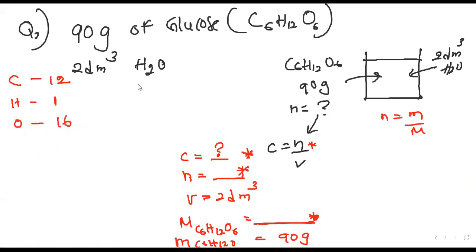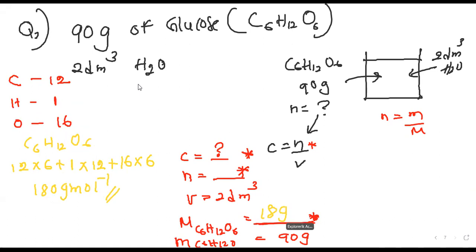In this case, the molecule is C6H12O6. So relative atomic mass of carbon is 12. How many such carbon atoms are there in the molecule? 6. Relative atomic mass of hydrogen is 1. How many such hydrogen atoms are there in the glucose molecule? 12. Relative atomic mass of oxygen is 16. How many such oxygen atoms are there? 6. So altogether, it will come to 180 g mol^-1 as the molar mass of glucose. So now you know the molar mass of glucose, that is 180 g mol^-1.